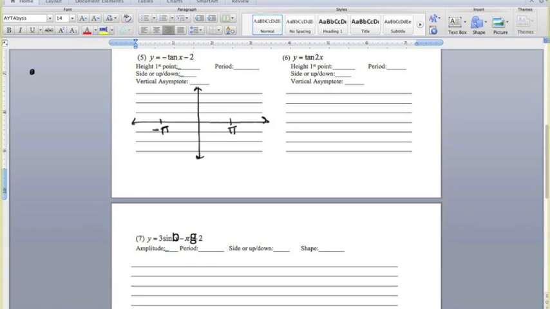With tangent, we don't really talk about an amplitude because it doesn't really have a height since it ends up going up and down forever. But there is a point we need to consider the height of, and that's those offset points, which I called the first point. And what would that be for this one? 1. But I am going to say in here that we do have a flip also.